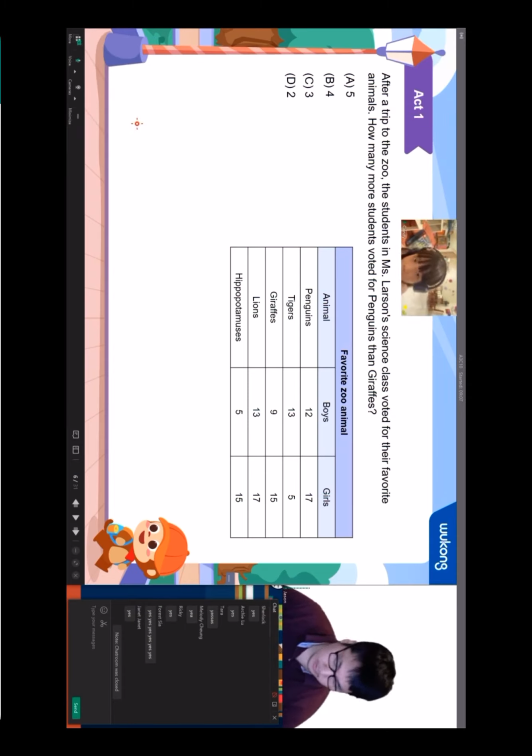After a trip to the zoo, the students in Miss Larson's science class voted for their favorite animal. How many more students voted for penguin than giraffe? So, okay, so now what do we need to do? First we need to add the penguin. So basically 17 plus 12.